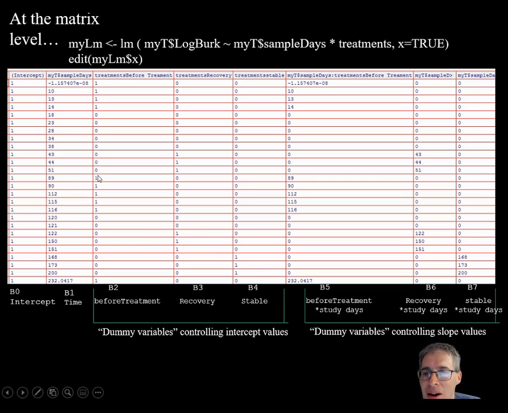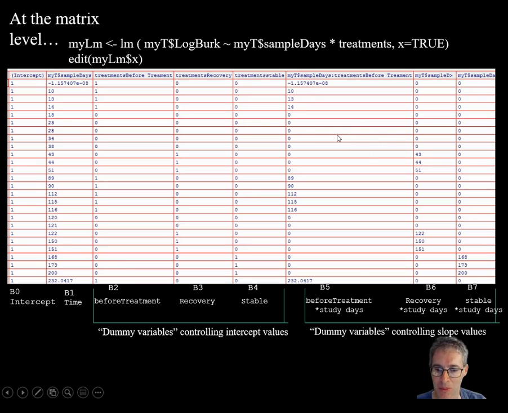And we can see the dummy variables are encoded as 0s or 1s, right? So this is 1 if you're before treatment, otherwise 0. This column is 1 if you're recovery, otherwise 0. This column is 1 if you're stable, otherwise 0. So these are dummy variables encoded in the way that we've seen for the ANOVA encoding of the t-test or the one-way ANOVA. And then we have these interaction terms, which are maybe something new, but mathematically it's just multiplying the dummy variable times the number of days. So this is either 1 times the number of days if the dummy variable is set to 1, or otherwise it's 0. And we have 3 of those columns as well.